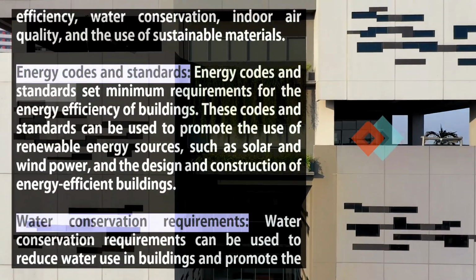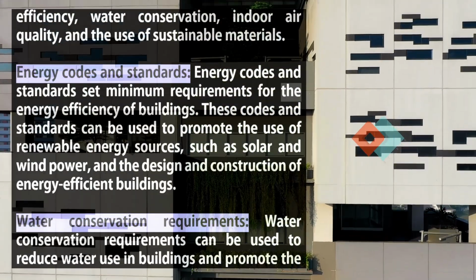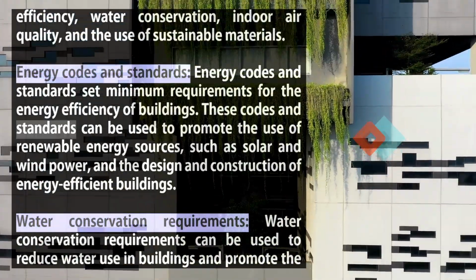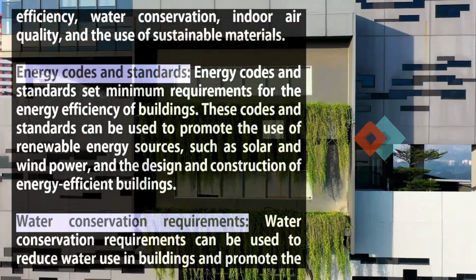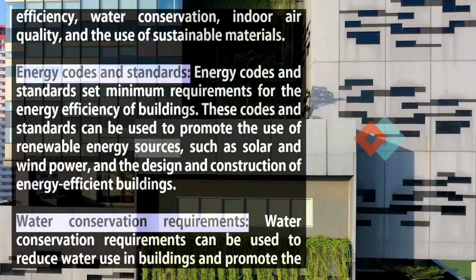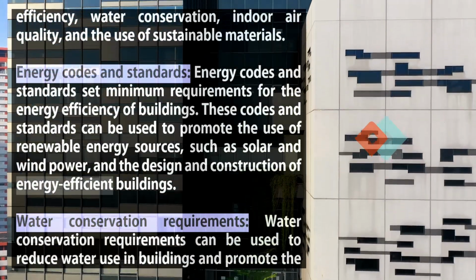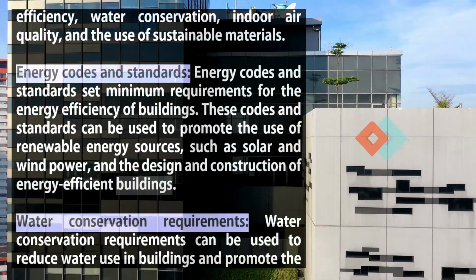Energy codes and standards. Energy codes and standards set minimum requirements for the energy efficiency of buildings. These codes and standards can be used to promote the use of renewable energy sources, such as solar and wind power, and the design and construction of energy-efficient buildings.